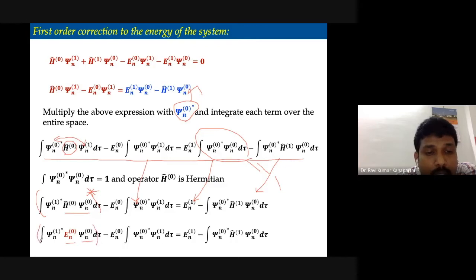Now this is what we get. Please note that here also you can keep one complex conjugate. Why are we doing this? Because the unperturbed Hamiltonian is Hermitian. That is why we are doing this. Now you can realize that after this, you can take the complex conjugate inside. The complex conjugate is already there for this psi n of 1 star. The star and the complex conjugate both cancel out, and then only the complex conjugate will sit on the unperturbed Hamiltonian.